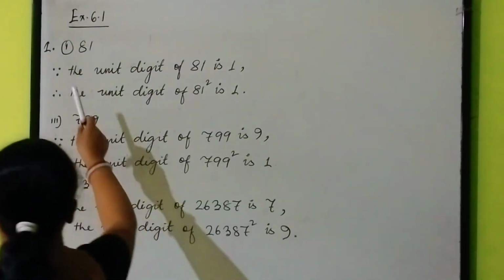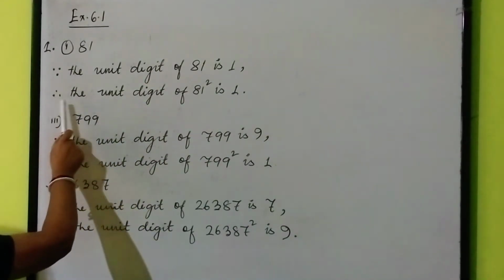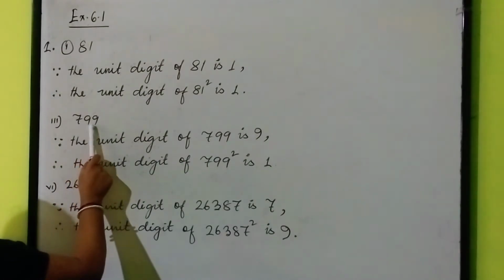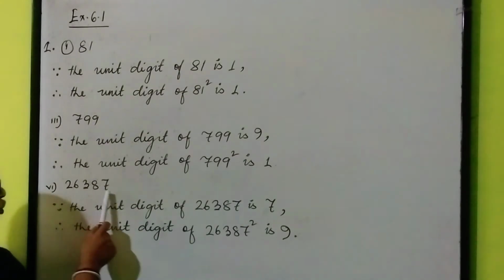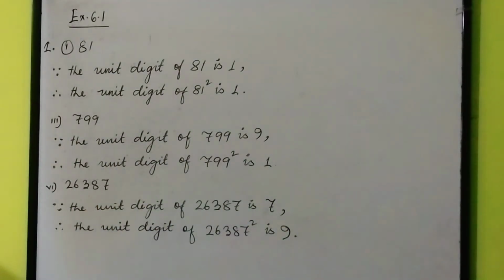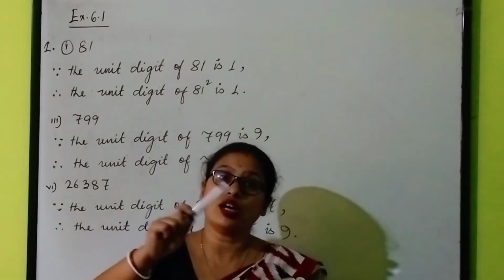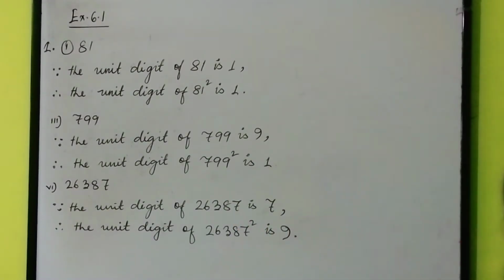So here also, since the unit digit of 81 is 1, in the same way you have to write: therefore the unit digit of 81 square is 1, since 1 times 1 is 1. Here 7 times 7 is 49, 9 times 9 is 81, so 1 will sit. 7 times 7 is 49, 9 will sit. In this way, if it is suppose 212, what will be the unit digit of 212 square? 2 times 2 is 4, 4 will sit. In this way, if the unit digit of a number is given, you can easily find the unit digit of its square.